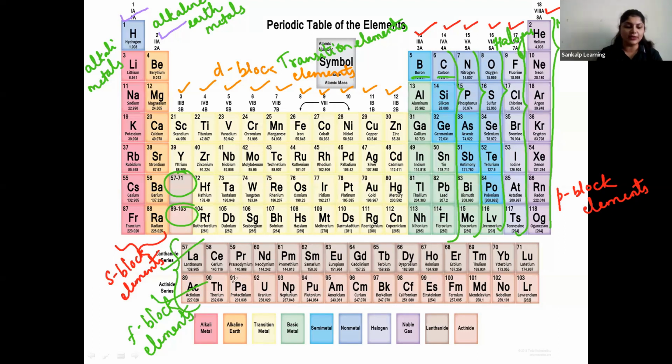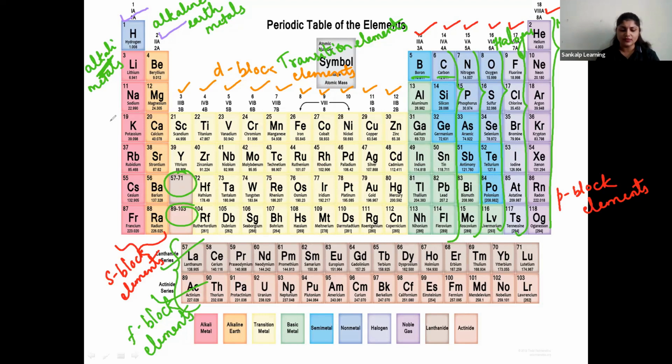Now, what are alkali metals? Why are they called alkali metals? The elements present in alkali metals are hydrogen, lithium, sodium, potassium, rubidium, cesium, and francium. They are called alkali metals because they react with water and form alkali. The alkali metals are all shiny.